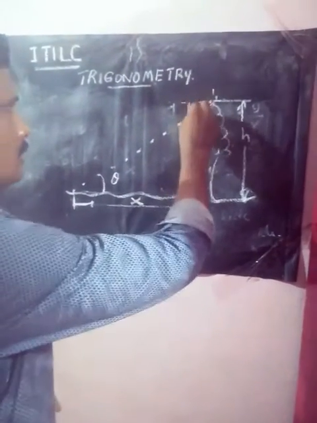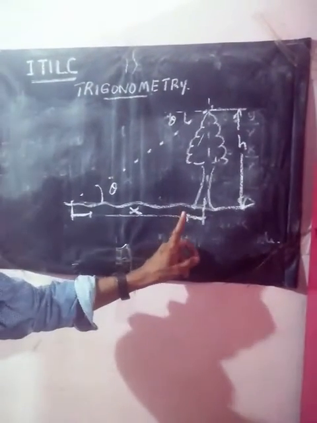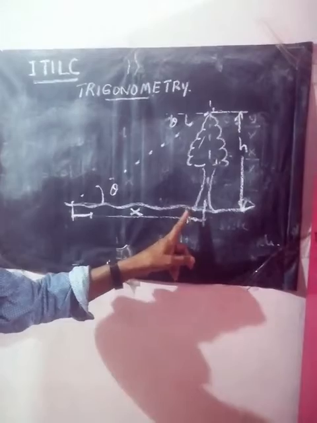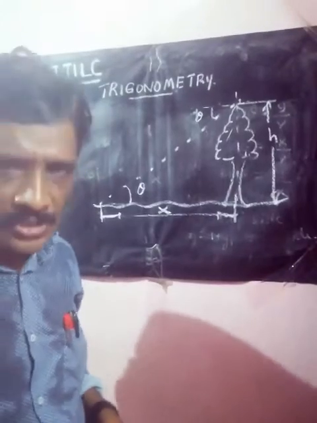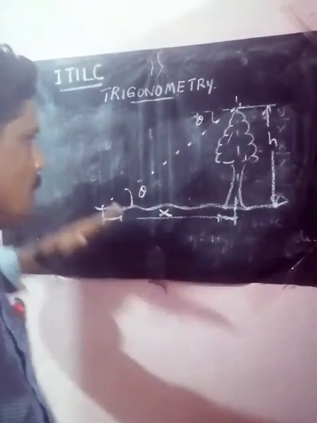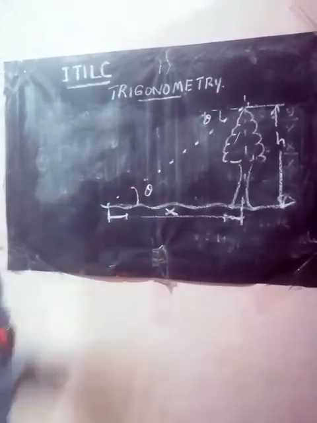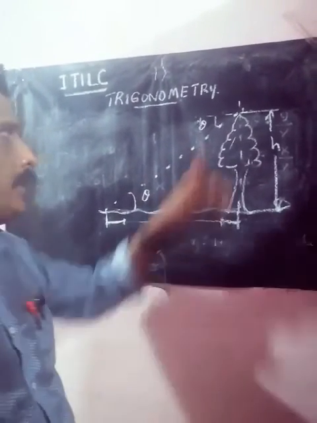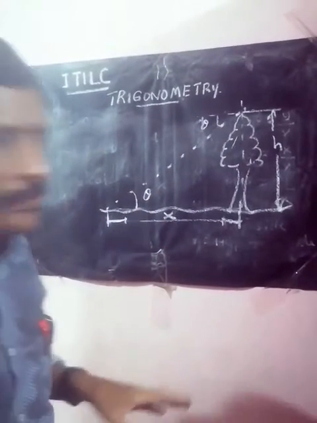That means the same angle becomes theta, because the ground and the line drawn are parallel to each other. That is one set of lines parallel to each other. If an inclined line is crossing, the alternate angles will be equal according to geometry. So the angle of depression and the angle of elevation are always the same.